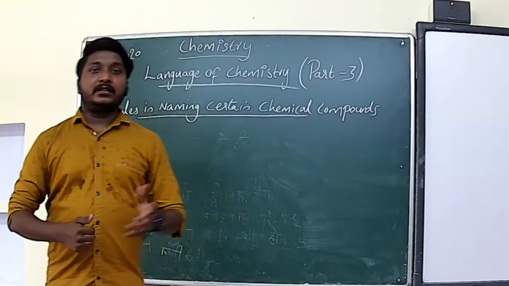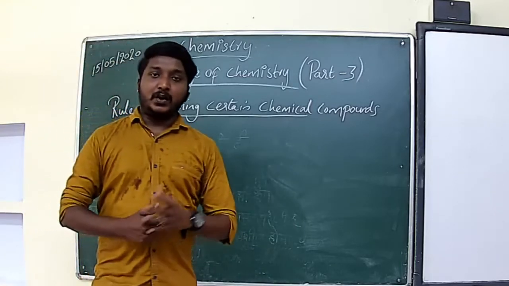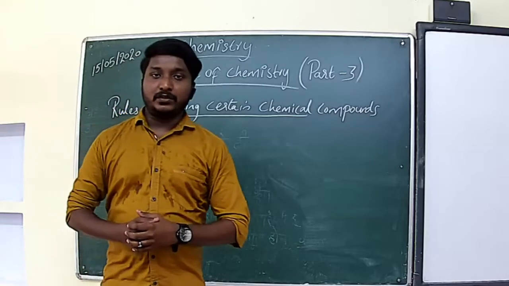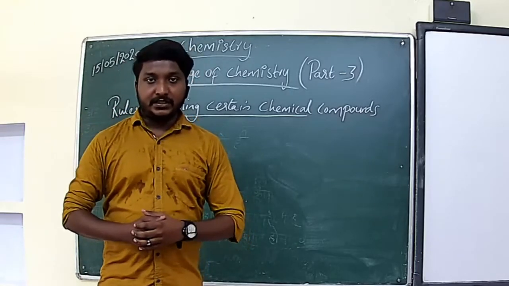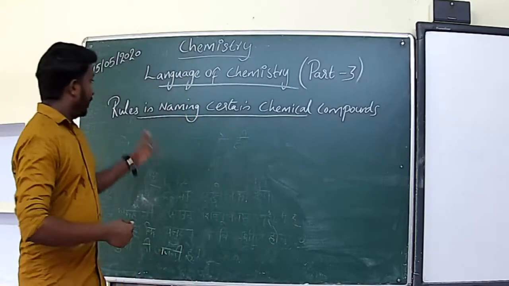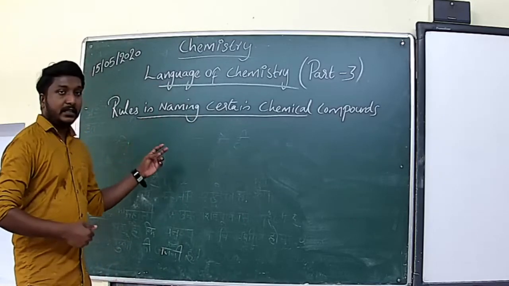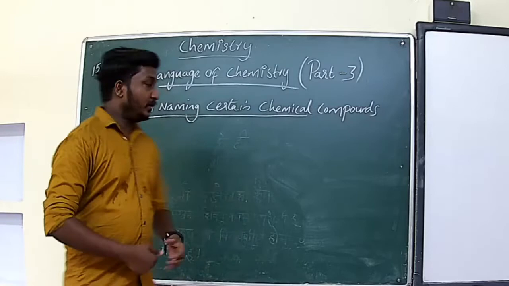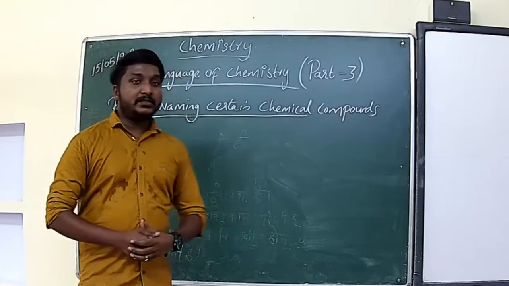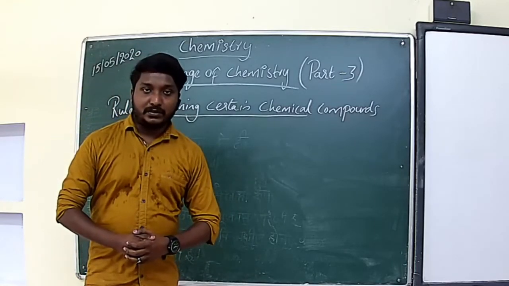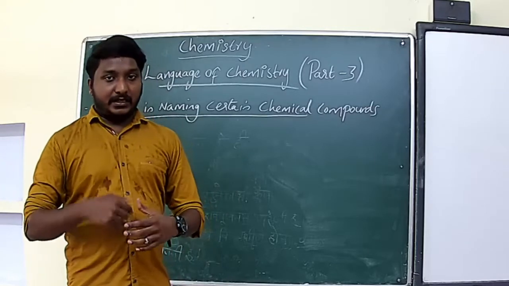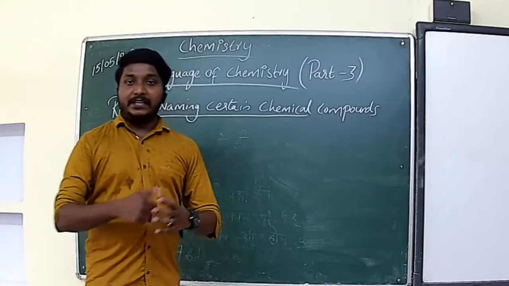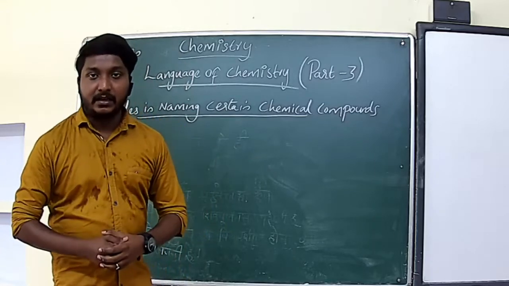In last class, we discussed how to write the chemical formula by using the criss-cross method. So in this session, we will learn about the rules. Some rules are there to give a name for certain chemical compounds. So, rules in naming certain chemical compounds. Okay, so how can we give the name? Some rules are there, so we have to obey that rule while giving the name for certain chemical compounds.